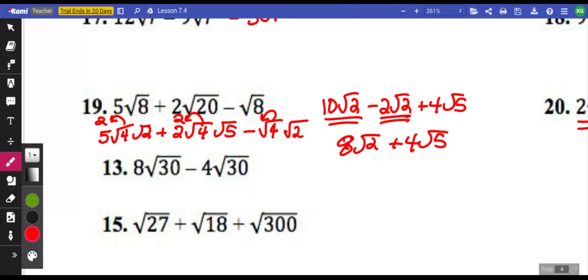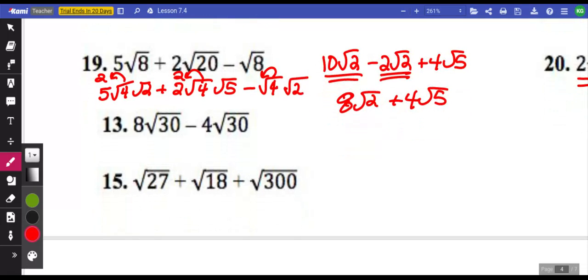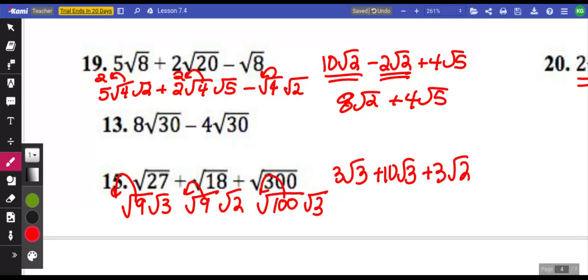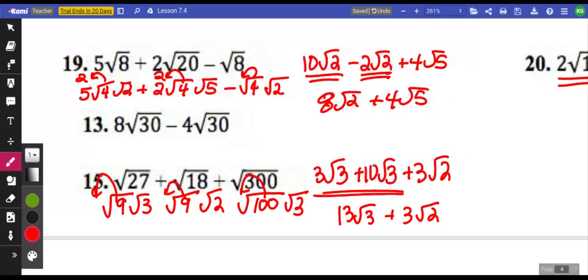Okay, so following along with this bottom one here, the square root of 27 is square root of 9 square root of 3. Square root of 18 is square root of 9 square root of 2. And 100 is 10 squared. So this one becomes 3 square root of 3. This one becomes 10 square root of 3. And this one becomes 3 square root of 2. Then combine like terms, I have 13 square root of 3s plus 3 square root of 2s.